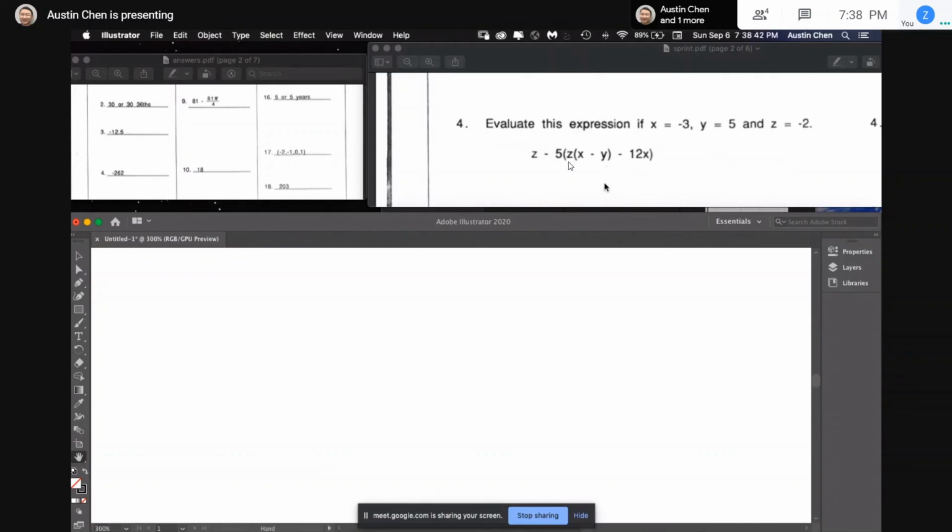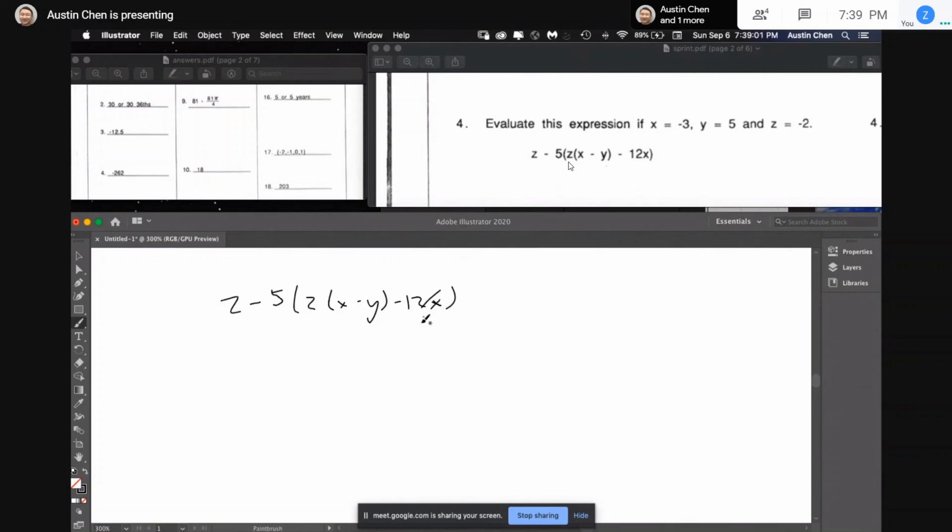Evaluate this expression if x and y and z equal that stuff. And we have that. Okay, so this is just a simple plug-in thing, right? So I'm not going to spend much time on this.